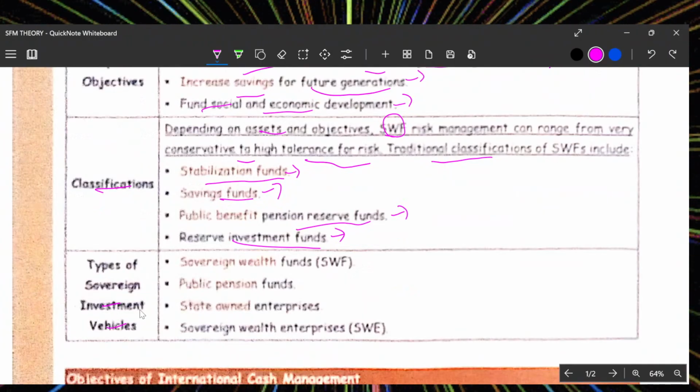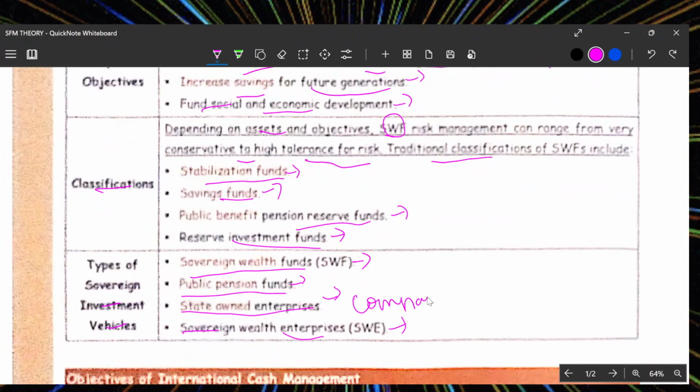Types of sovereign investment funds are the sovereign wealth fund (SWF), public pension funds, state-owned enterprises, and sovereign wealth enterprises. Enterprises are companies. These companies are public companies, 100% central or partially central and state combined. These kinds of companies are also part of the wealth. So the sovereign investment vehicle is mostly about how a country generates revenue.